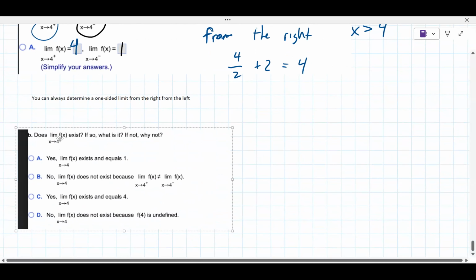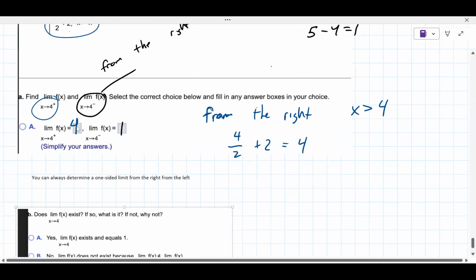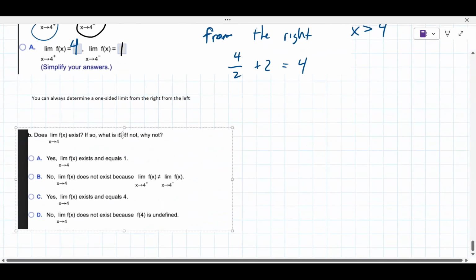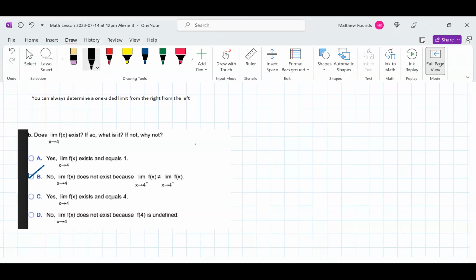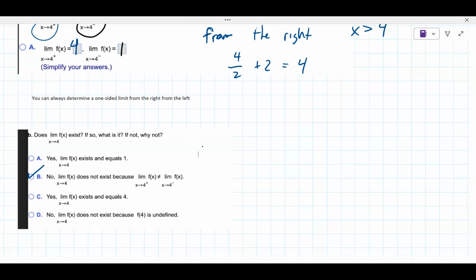So for this one, does the limit f of x exist as x approaches 4? Well, it's like this. Is the limit from the left the same as the limit from the right? No. So that is that one there. Okay. Part C.